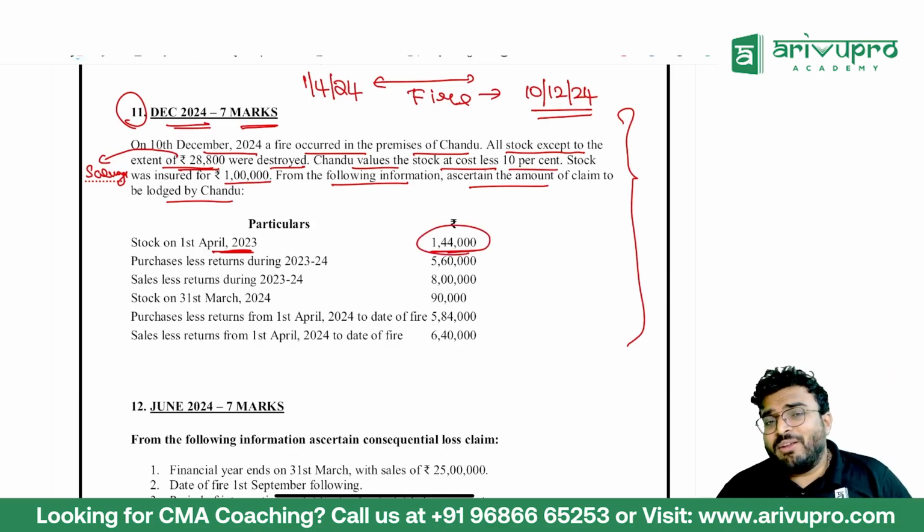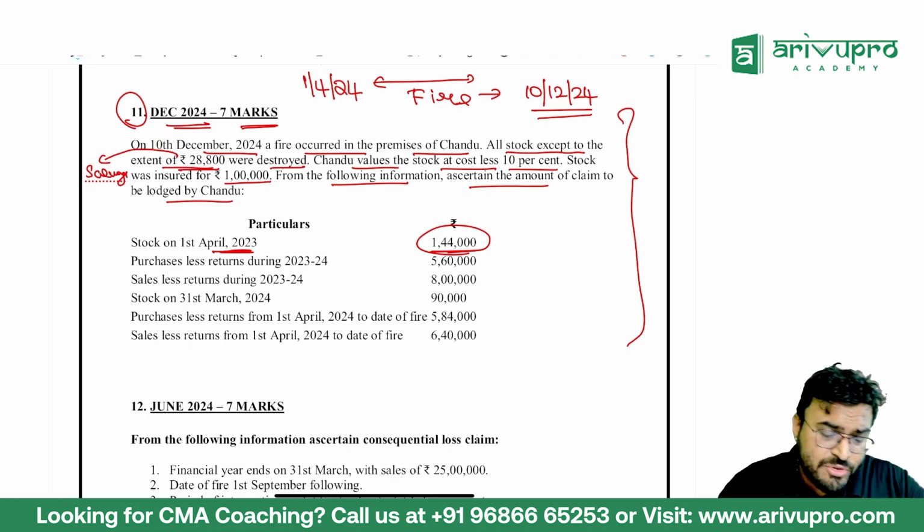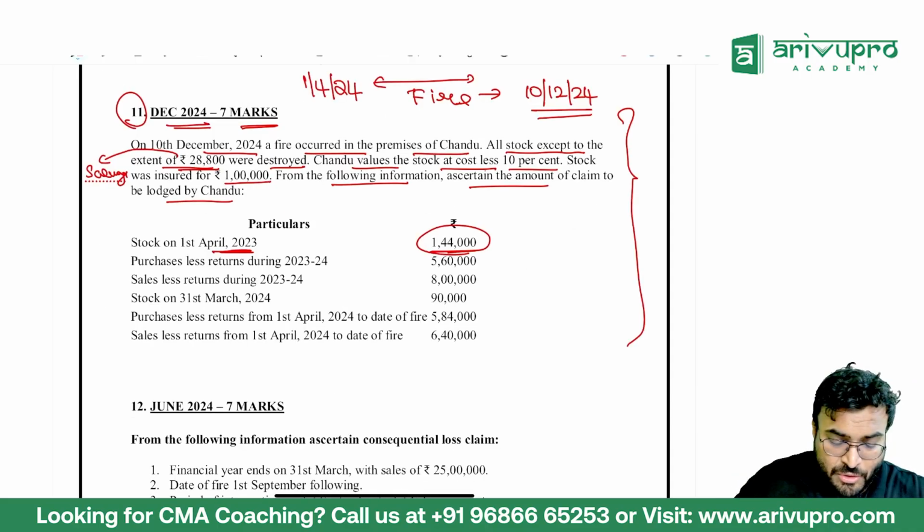Remember they told they are reducing the stock by 10%. We don't want to reduce and show. Accounting, maybe they are doing like that. But what we are going to do, we are going to take the stock at cost because we need to know exactly how much did we lose. So 1,44,000 is 90. How much is 100? Get the cost. It is 1,60,000.